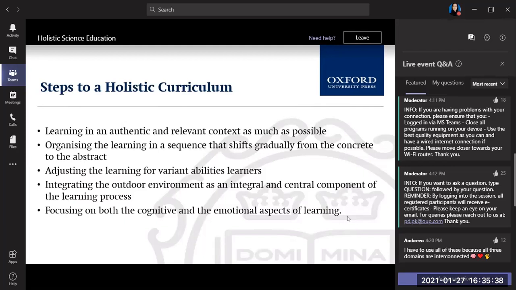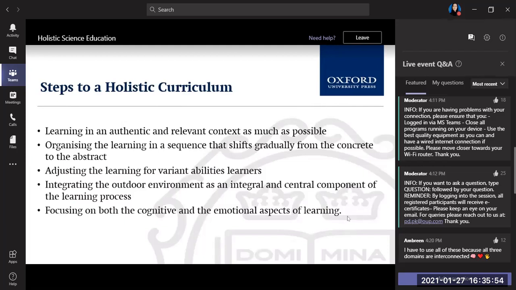The second point is organizing the learning in a sequence that shifts gradually from the concrete to the abstract. It never works if you start teaching through the abstract first, which we normally do. So anything at any level.